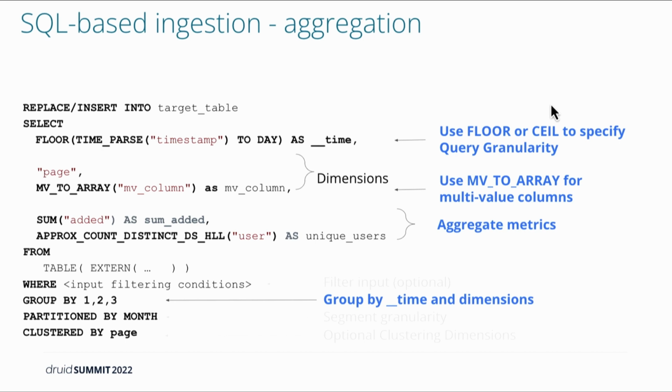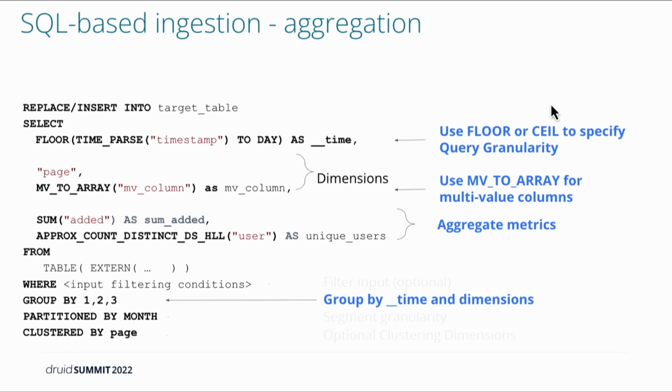So again, the SQL has the same basic structure. You need to specify the time column. Here's where you would do truncation of time. You can do any transformation on time that you want here, but typically you'll do a floor or ceiling on the time dimension such that you get that roll-up effect on time.